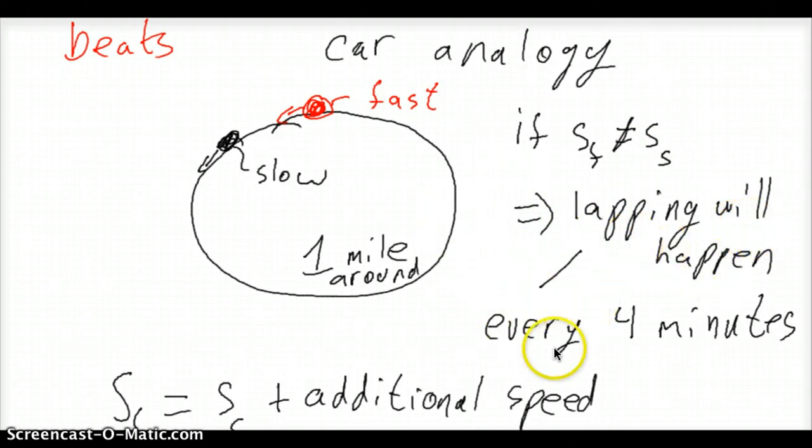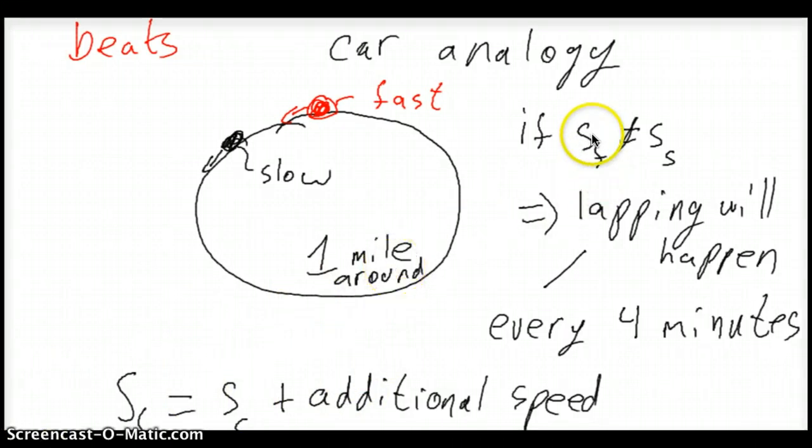And let's pretend that every 4 minutes the overlap is going to happen. So then we will use this equation: speed of frequency equals speed of the sound plus 1 additional speed, and that would be for the faster car. This was the speed of the fast car that is now equal to the speed of the slow car when they overlap. So the speed of the fast car equals the speed of the slow car plus 1 additional speed. That would give us the speed of the fast car.